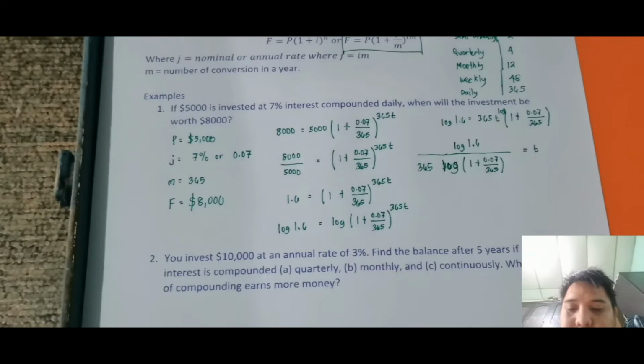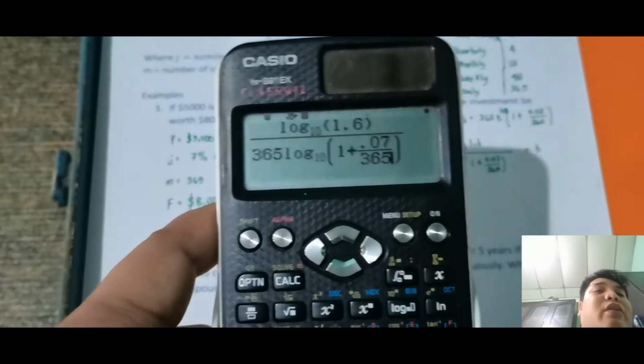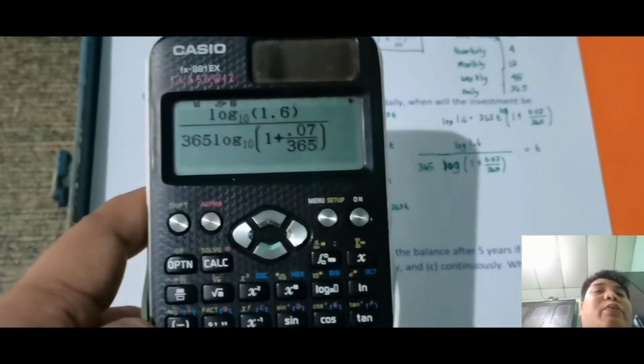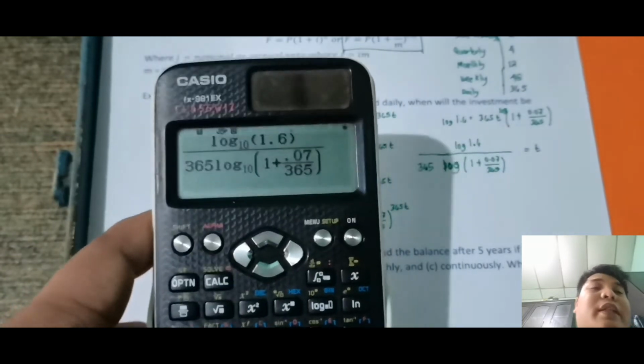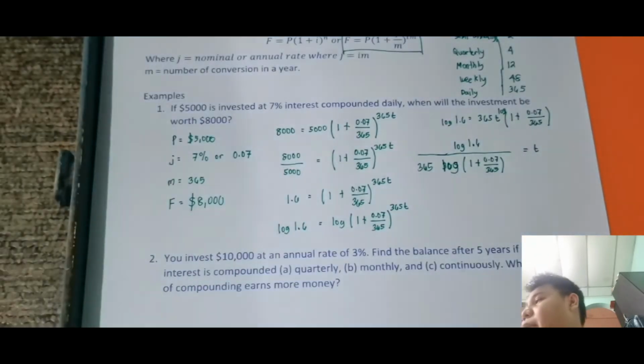Hindi naaalala na sir. Kundi mali-mali tayo. This is common logarithm ng 1 plus 0.07 over 365. And yan. So sa calculus ko kaya siya logarithm 1.6 base 10 over 365 times logarithm of 1 plus 0.07 over 365 base 10. So that is simply equal sa t is equal to 6.71. Okay, so t is just equal to 6.71.